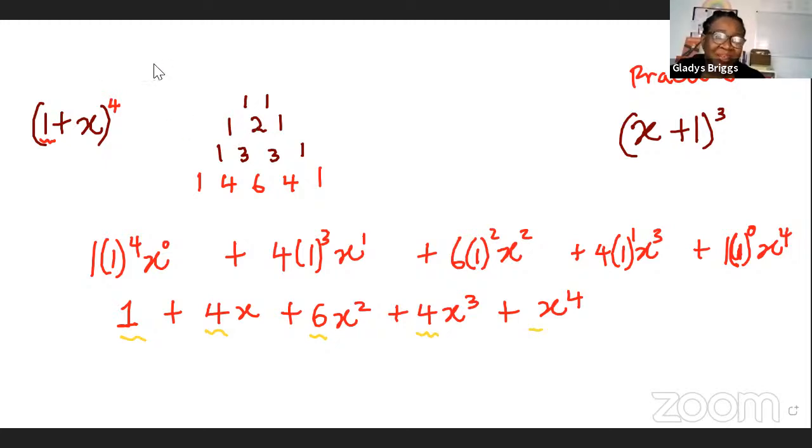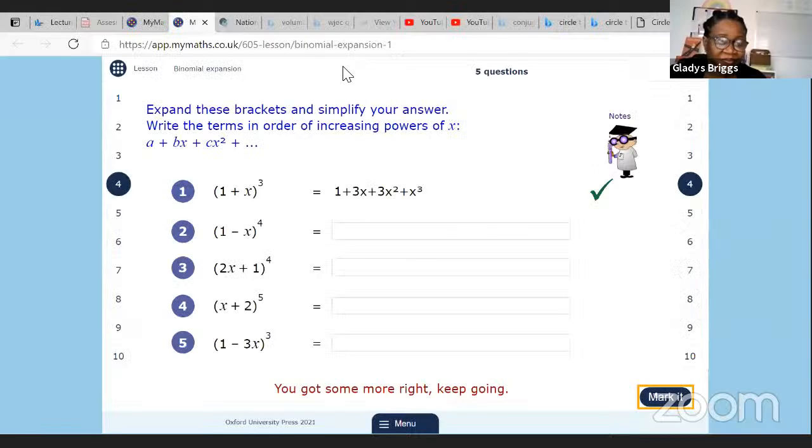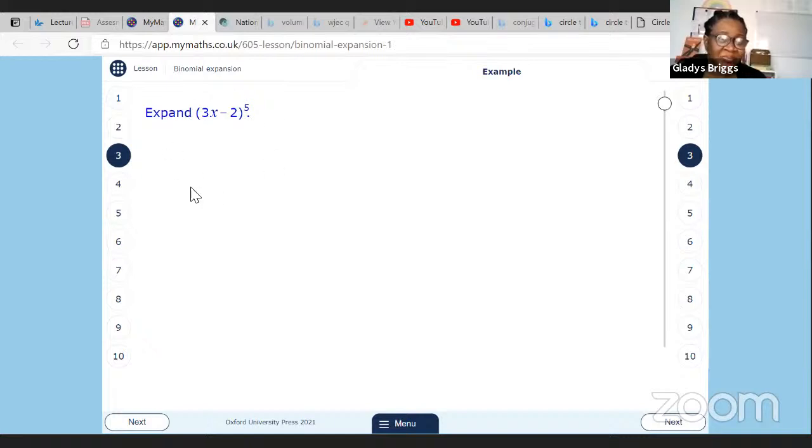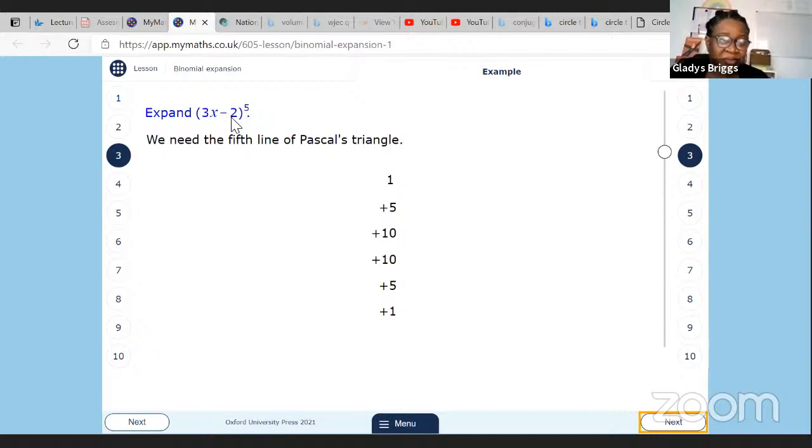And then we go back to my maths. I'm just gonna have a look at this one now, yeah? Let's have a look at this example. So for this example, we had 3x minus 2 to the power of 5. We need the fifth line of the Pascal's triangle, which is 1, 5, 10, 10, 5, 1.